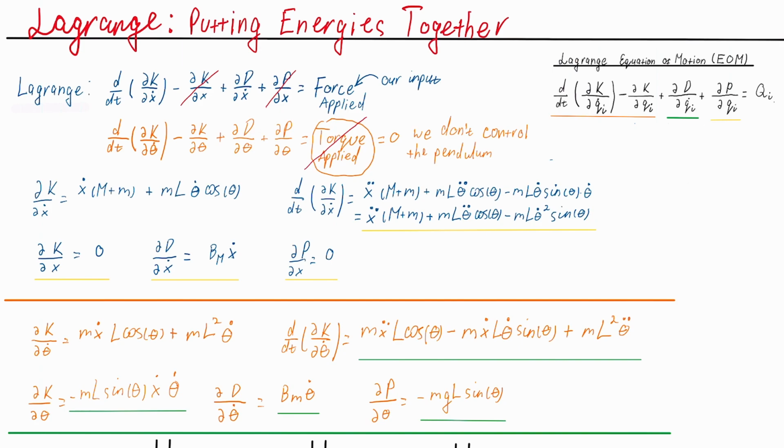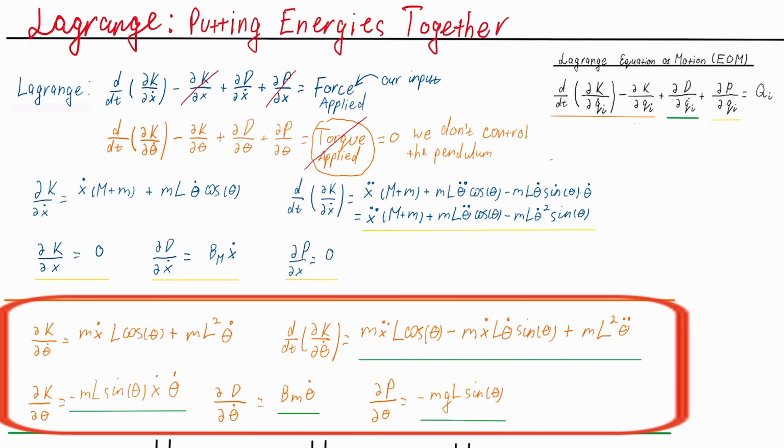Terms with double dot describe acceleration. ẍ is the acceleration in the x direction, and θ̈ is the angular acceleration. The kinetic energy derivative with respect to x is 0, since kinetic energy is independent of position. Dissipated energy equals the friction coefficient B_m times ẋ. And lastly, the potential energy derivative with respect to x is 0. We do similar derivatives for the energies with respect to theta, and get the following equations.